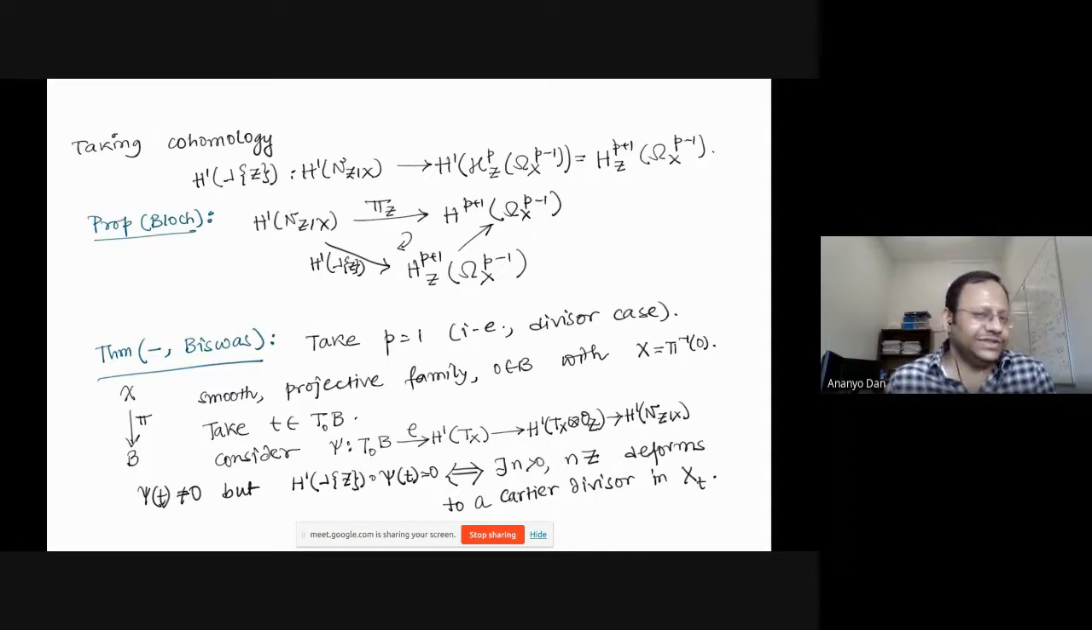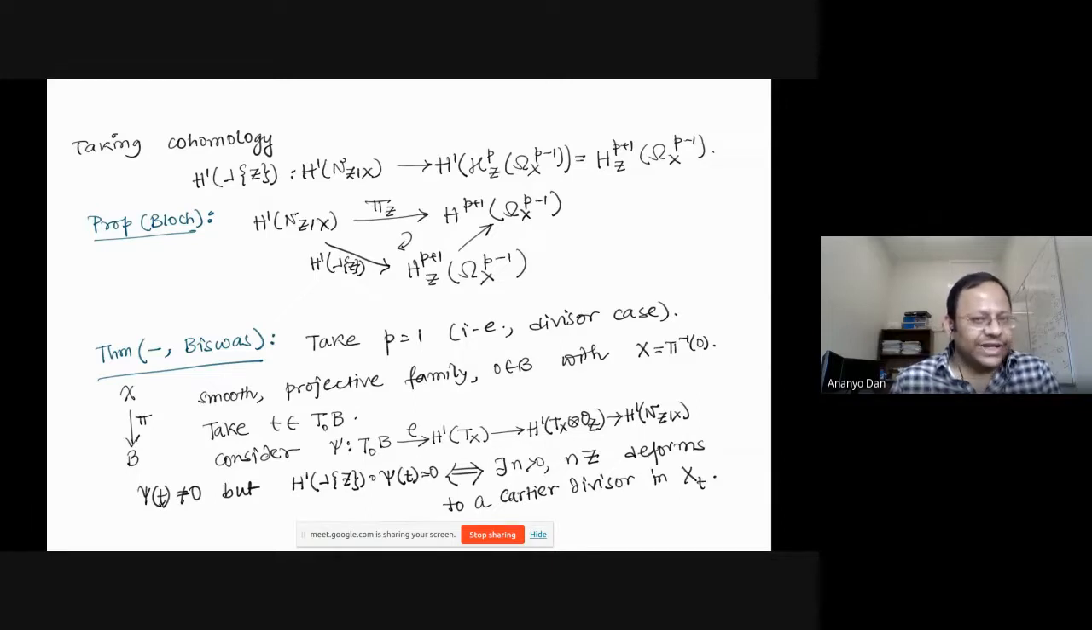If alpha t was 0, that means Z deforms as a local complete intersection subvariety. So suppose that there is a t such that over here, when you came here, it is still non-zero, but when you ended up in here, it is 0. Suppose that there is such a t. When can such a thing happen?